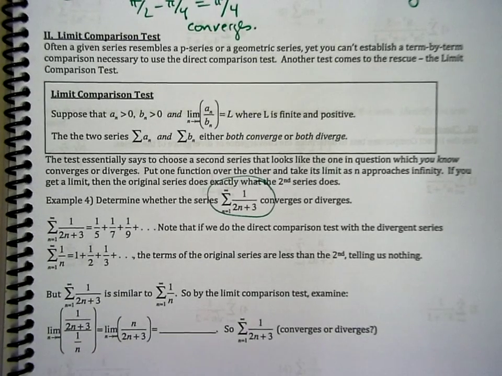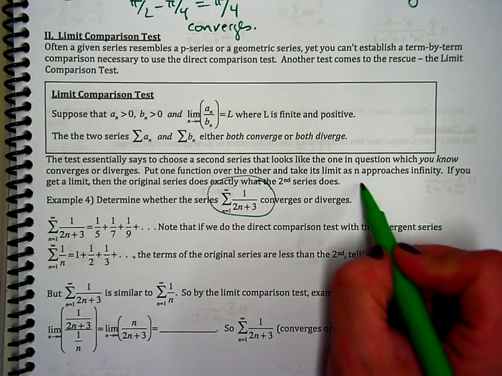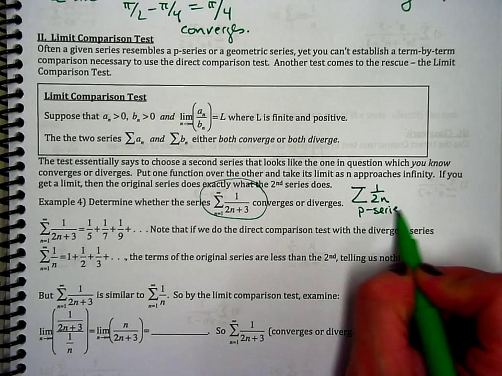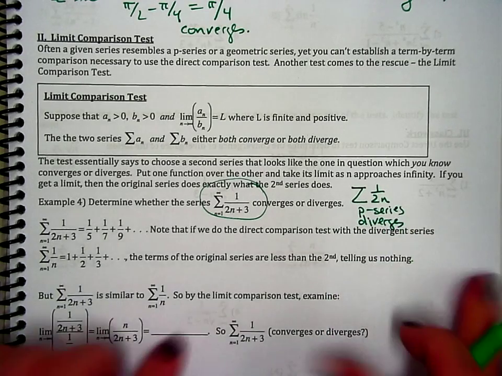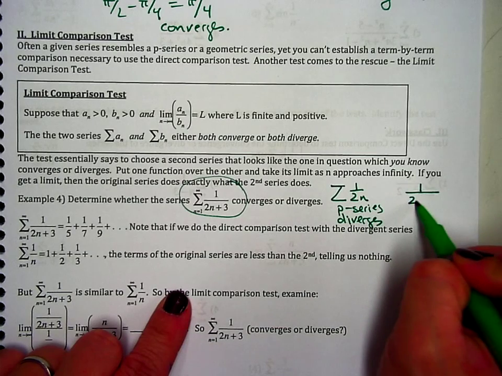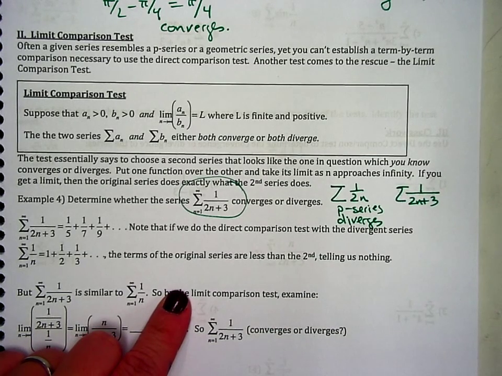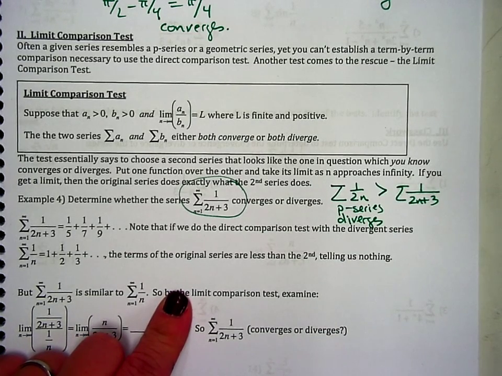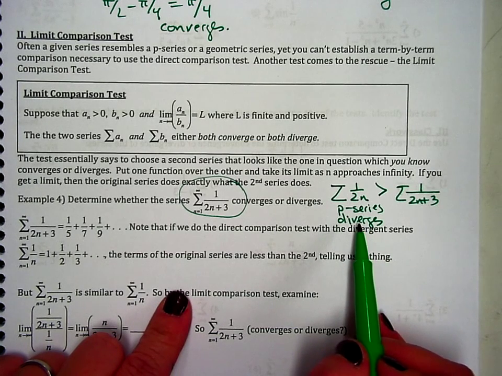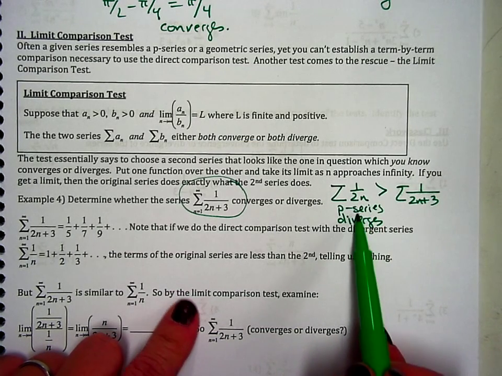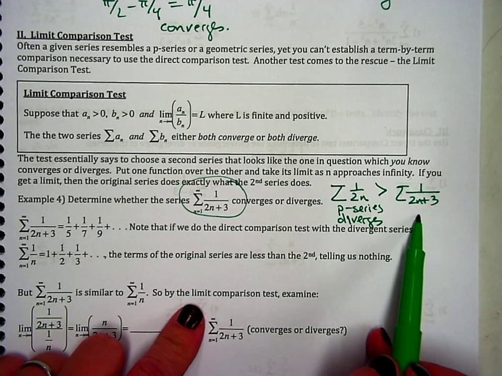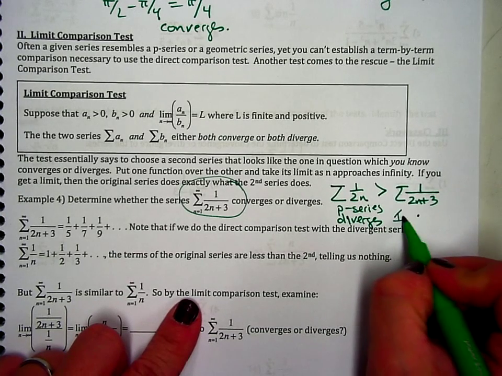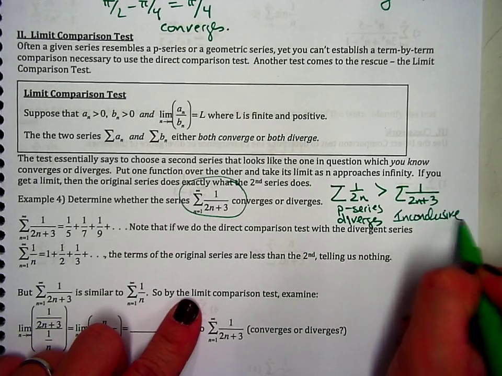If you decide to use the direct comparison test, I'm going to compare it to 1 over 2n, which is a p-series that diverges. If I compare it to this one, notice you are adding a number to the bottom of the fraction, which makes the bottom bigger, which really means the entire fraction gets smaller. So this would be the conclusion. But this is inconclusive using the direct comparison test, because you cannot say if something diverges, something smaller does not also diverge. Something bigger than that will also diverge as well. So the DCT test on this particular series is inconclusive.